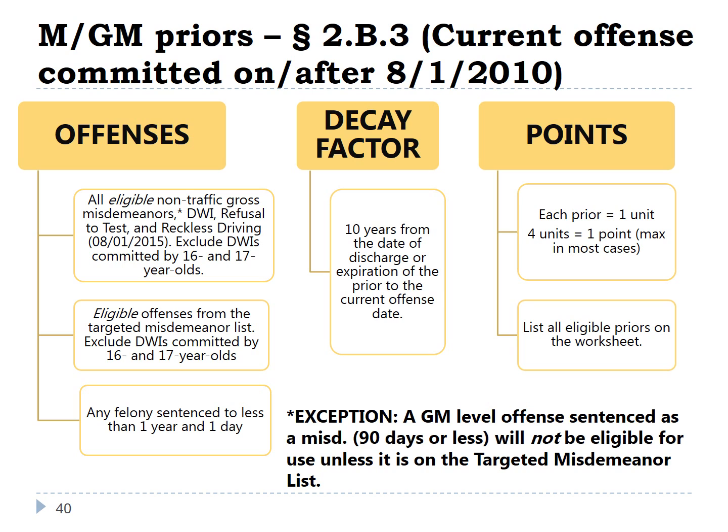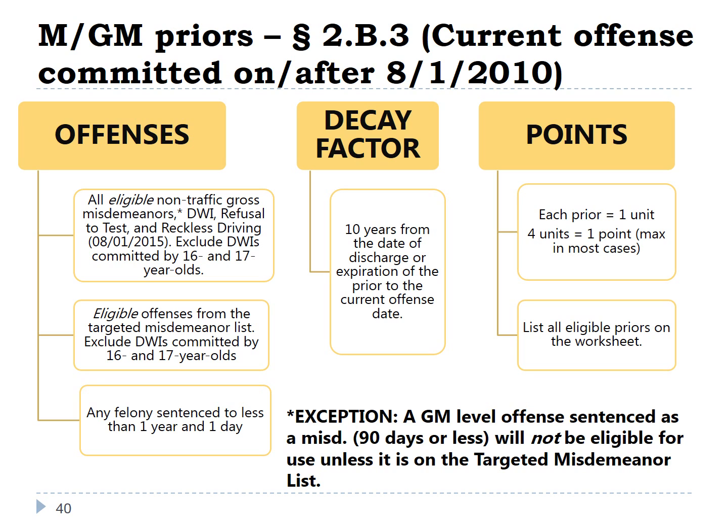So, for example, a felony theft offense sentenced to a stay of execution for 60 days, stayed for 1 year, the level of sentence is a misdemeanor because there is an imposed duration which can be found in 609.02. This offense is eligible to be used because it is a felony sentenced to less than a year and a day, even though theft is not on the targeted misdemeanor list.